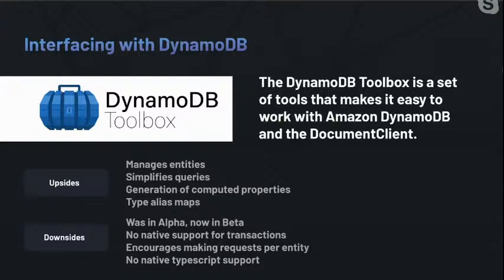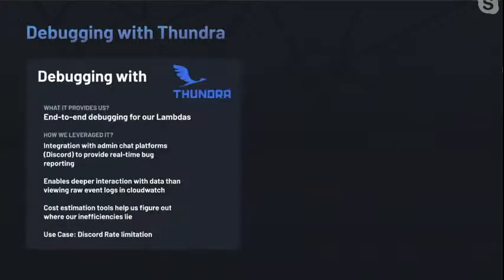transaction piece built in. The other downside that it has is that it subtly encourages making requests on a per entity basis because of that ability to very easily map them, which is a little bit in contrast to the typical single table design where you might be querying multiple types of entities at once, but it doesn't enforce it. It's strictly just a convenience. And it also has no TypeScript support, which we are using TypeScript, so it's a bit of a bummer that it doesn't have that.